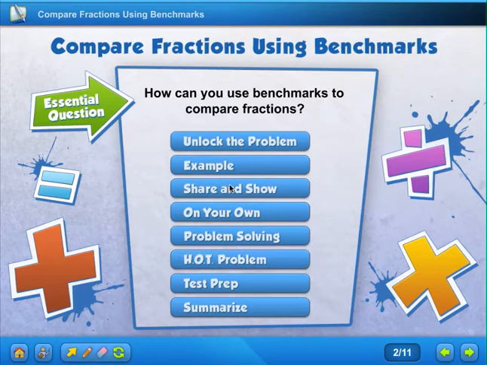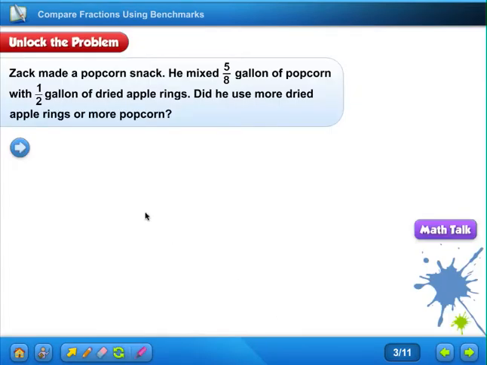Hello everyone, this is lesson 6.6 on page 249 of your colored math book. Today we are going to be comparing fractions using benchmarks. So the question asks, how can you use benchmarks to compare fractions? Well, let's see what the question is going to ask and unlocking the problem.